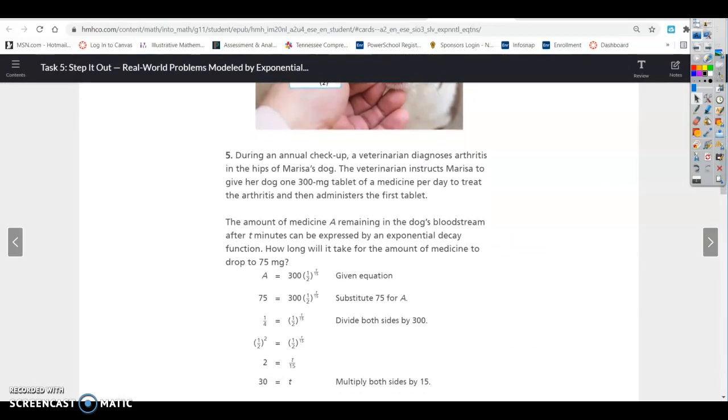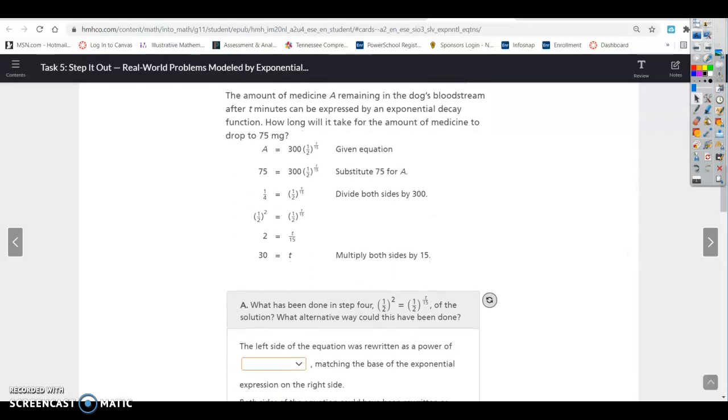During an annual checkup, a veterinarian diagnoses arthritis in the hips of Marissa's dog. The veterinarian instructs Marissa to give her dog one 300 milligram tablet of a medicine per day to treat the arthritis, and then administers the first tablet. The amount of medicine A remaining in the dog's bloodstream after t minutes can be expressed by exponential decay. How long will it take for the amount of medicine to drop to 75 milligrams? All right, so A equals the amount. So we want to know when it's going to be 75. So you're going to divide both sides by 300.